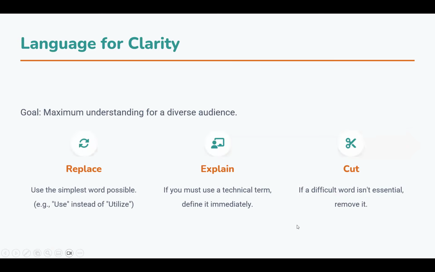What time is it? It's eight minutes to 10. Yes.